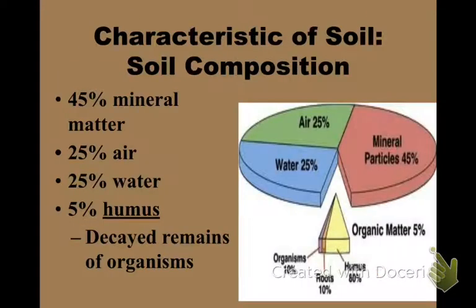Now, characteristics of the soil. So basically, what is soil made up of? Well, 45% of soil is simply mineral matter. And that would make sense that half of your soil is mineral matter because, again, what did soil start out as? It started out as a rock, and rocks are made up of minerals. So that makes sense. 25% of your soil is air.